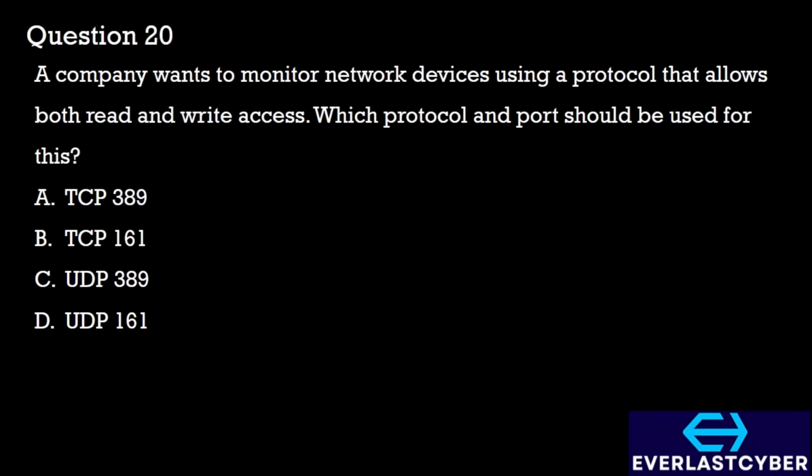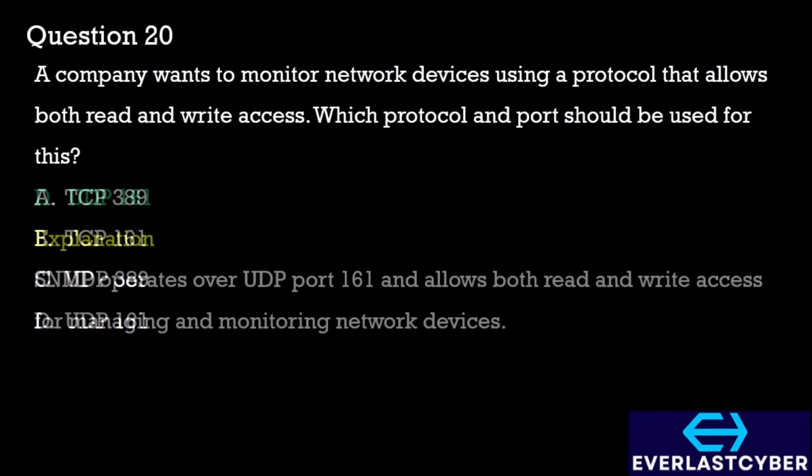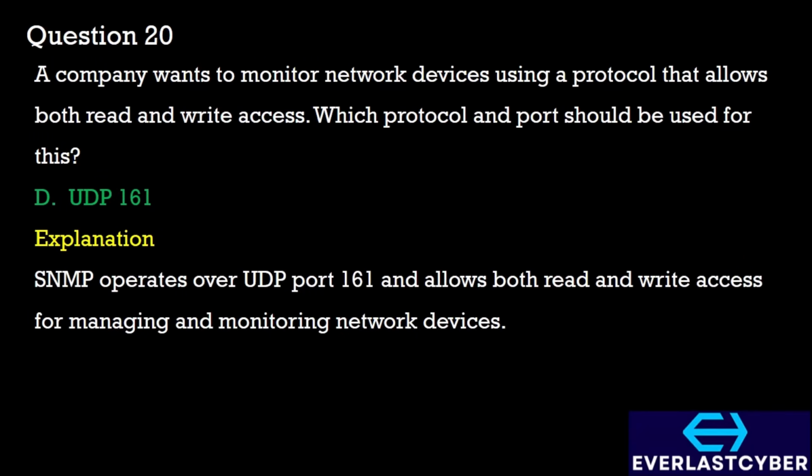UDP 389 is used by LDAP for directory services, however, it is not used for network management, while UDP 161 is used by SNMP and it allows both read and write access for managing and monitoring network devices. So the likely answer we're looking at here is option D. SNMP enables querying for information, which is read access, and also configuring or modifying settings, which is write access on network devices. So that's why we're going with this answer.